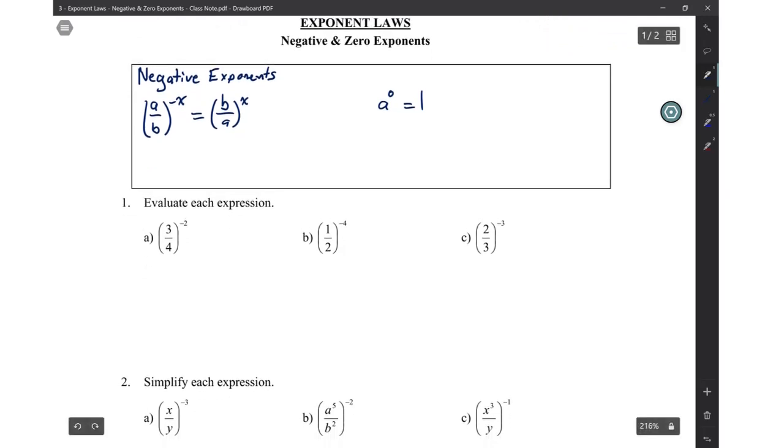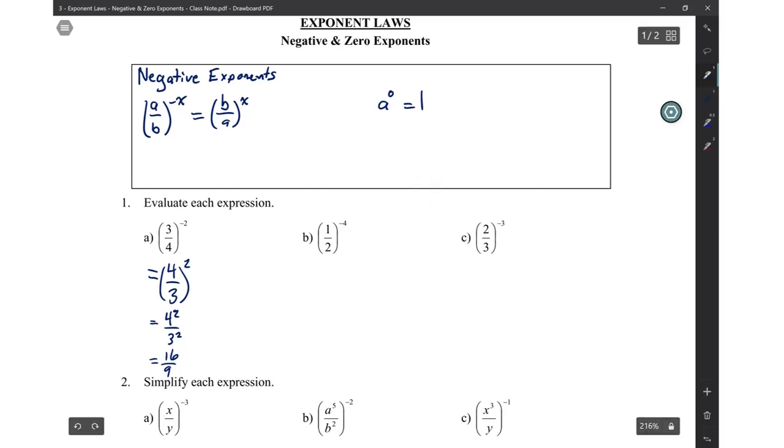Now, if we use these exponent rules, we can evaluate our expressions down here. So 3 divided by 4 to the power of negative 2, that's a negative exponent. So what I'll do is I will flip my fraction, write it to a positive exponent, squared. And then I use our rule for fractions that we went over yesterday. 4 squared divided by 3 squared equals 16 divided by 9. And that's how we'll approach these problems.